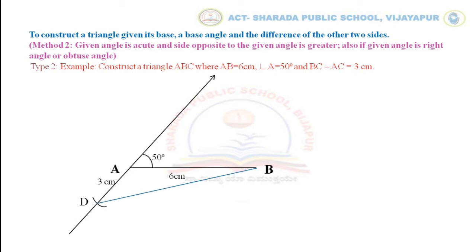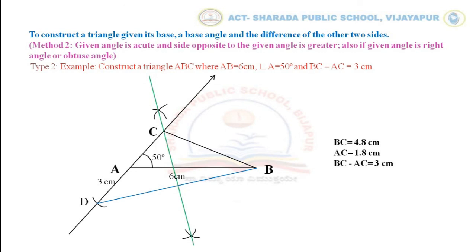Then join BD. Now we have to draw the perpendicular bisector of BD, and the perpendicular bisector of BD cuts the line segment AD extended at the point C. And join BC. Now the triangle ABC is the required triangle. We can measure the length of BC and AC. BC is equal to 4.8, AC is equal to 1.8 and BC minus AC is equal to 3 centimeters.